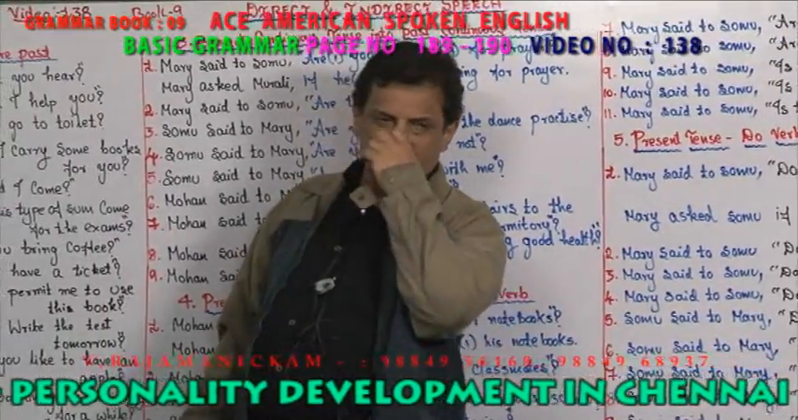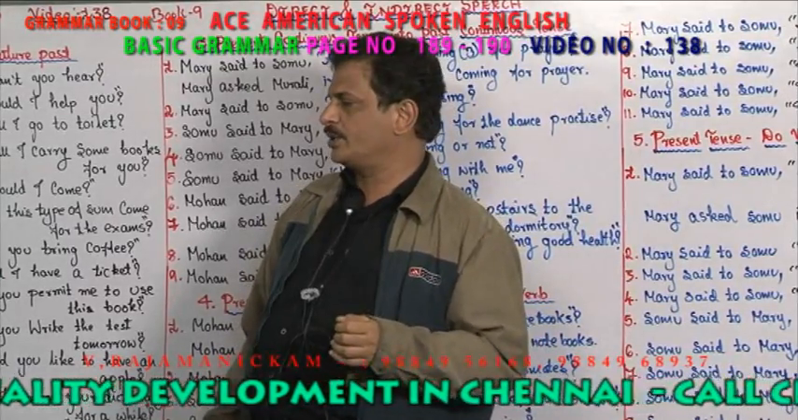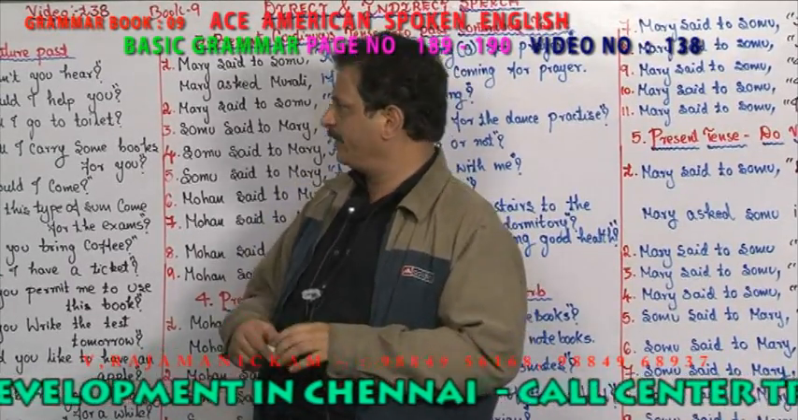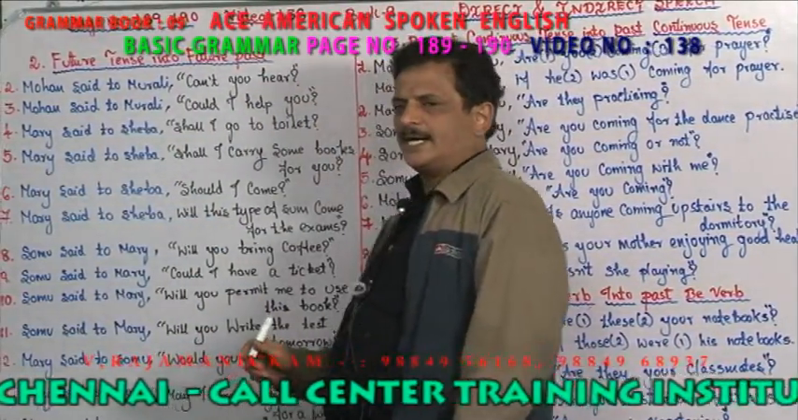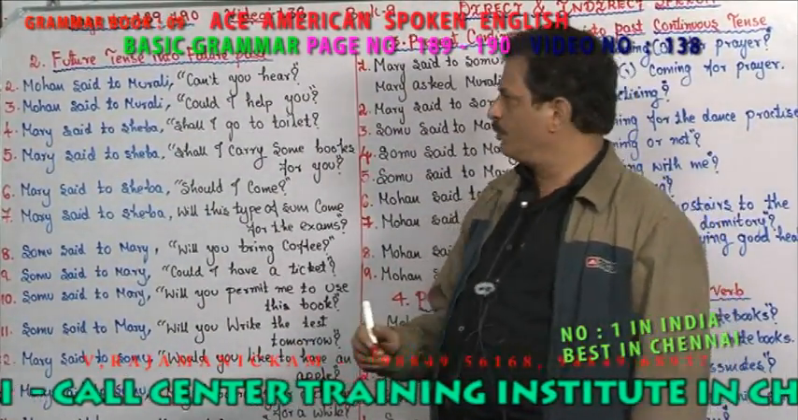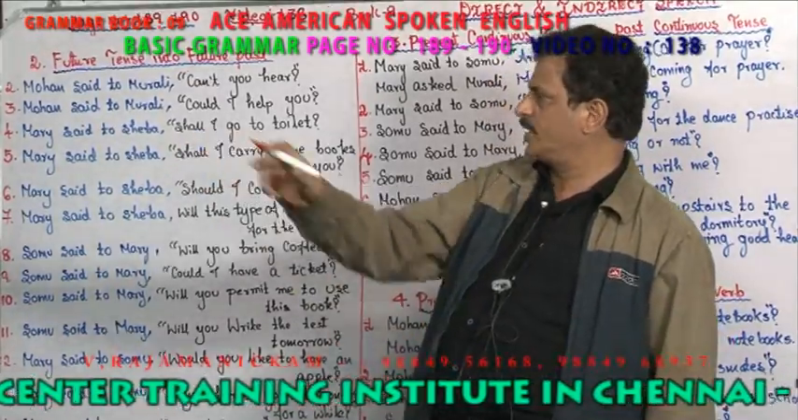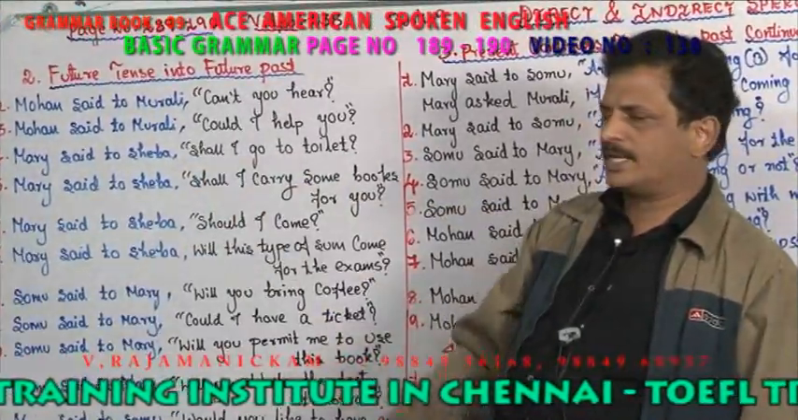Now, when you use auxiliary verbs, what are the connecting words? You have to use whether or if. Mohan said to Murali, can't you hear? So, what is the indirect speech? You see Mohan and Murali speaking. Mohan is saying to Murali, can't you hear?